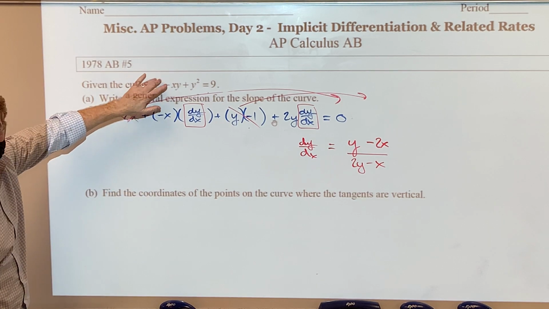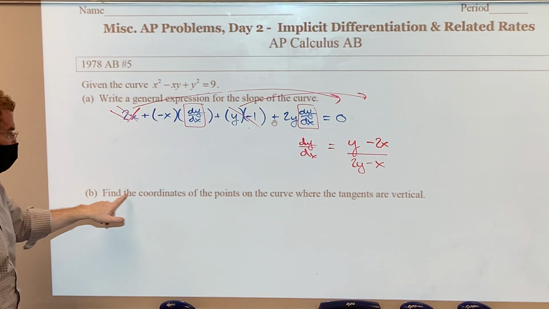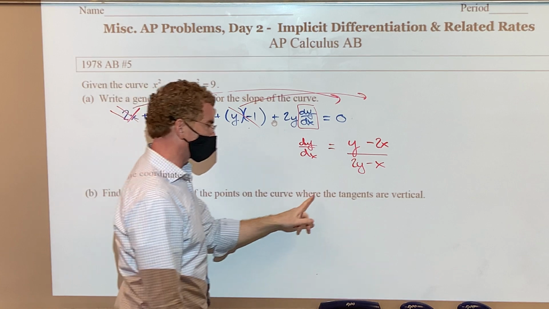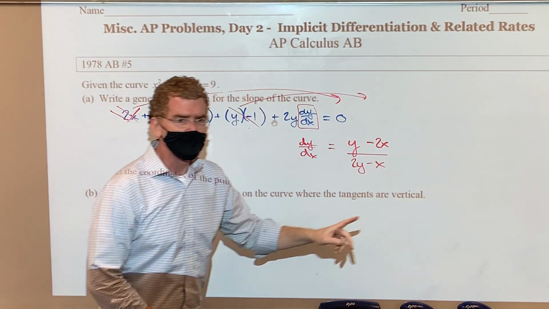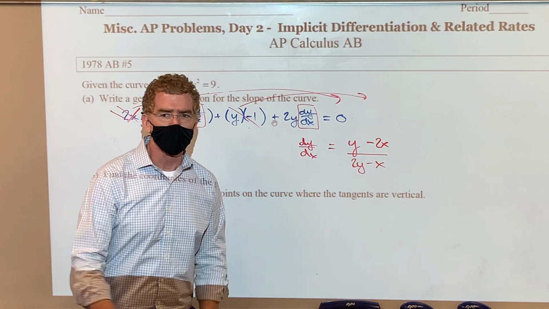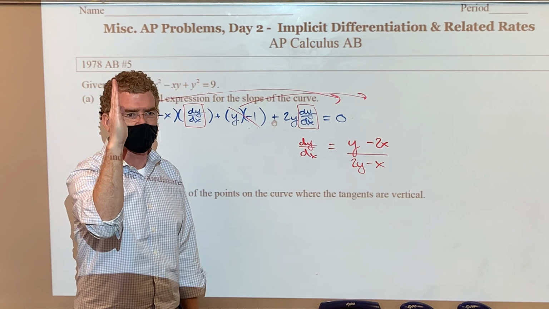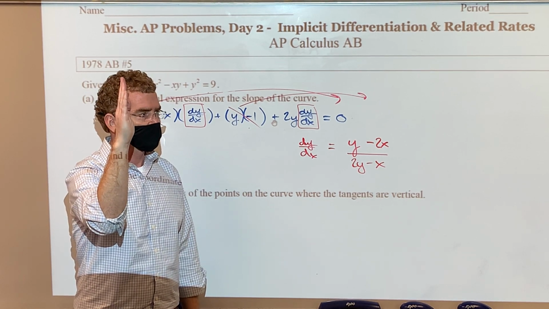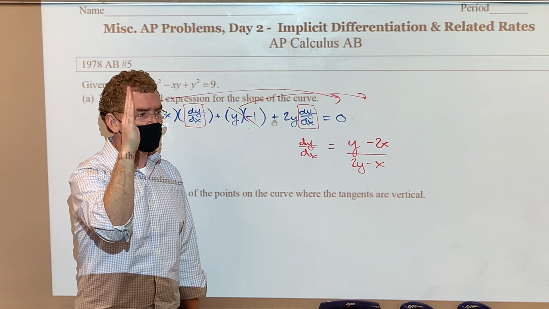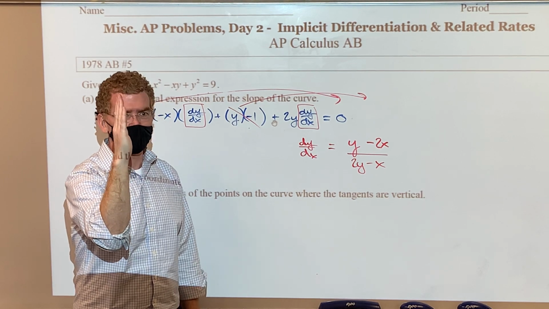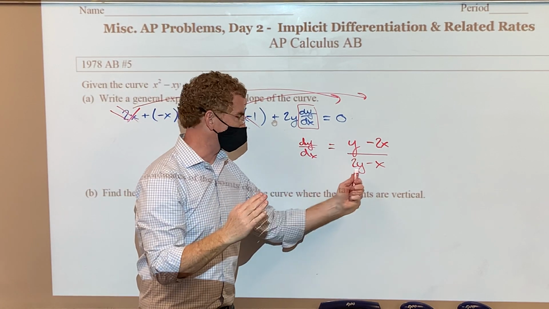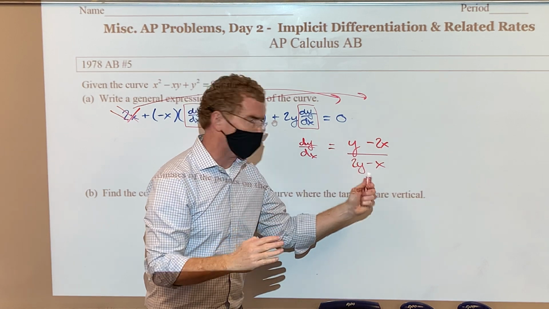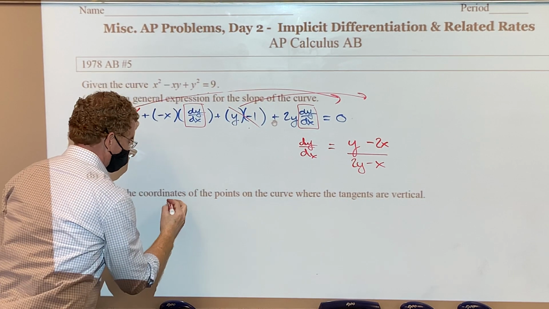So I don't care what it looks like, but the question says find the points on the curve where the tangent lines would be vertical. Now what characteristic of a tangent line would make it vertical? The denominator would be 0. So the slopes would be undefined, and the slopes are undefined when the slope has a 0 denominator. So I am going to take that denominator and set it equal to 0.